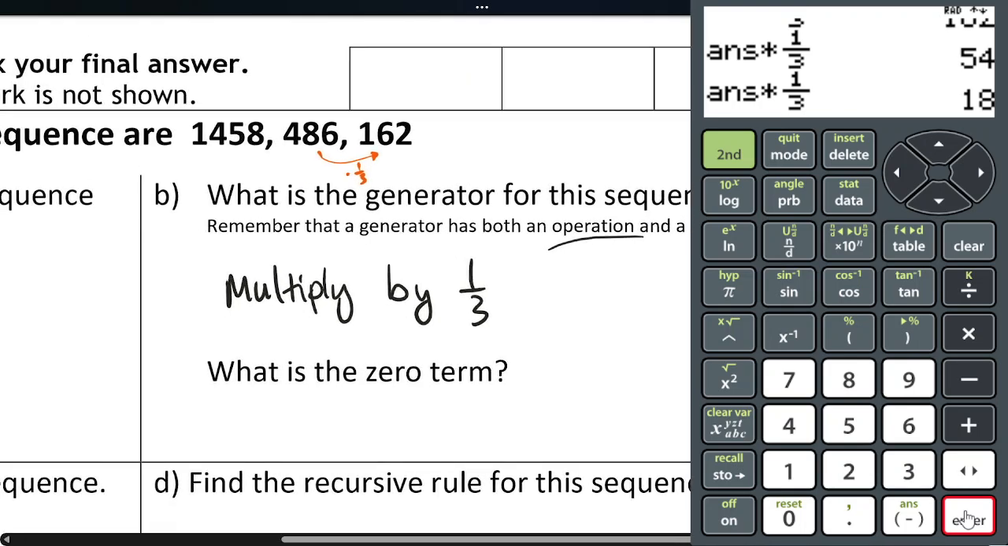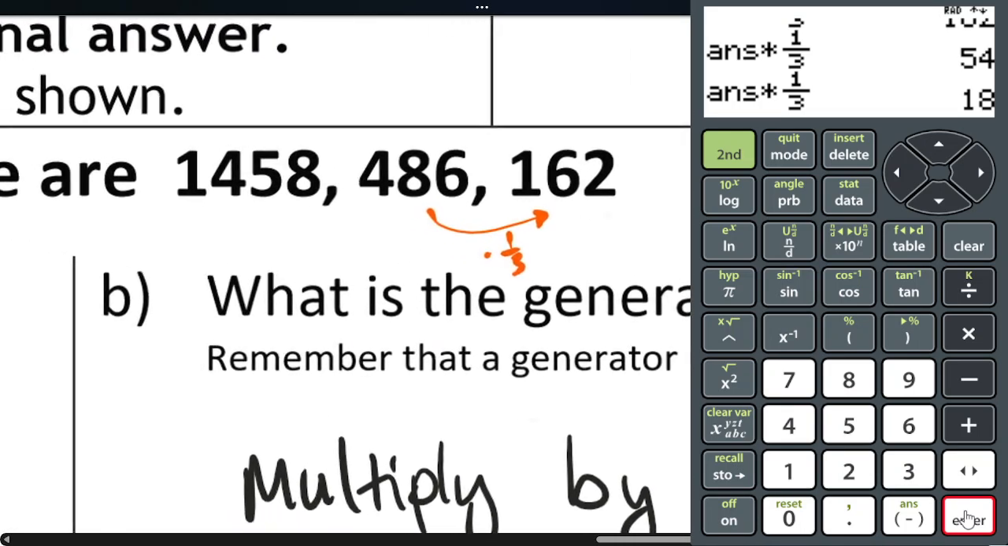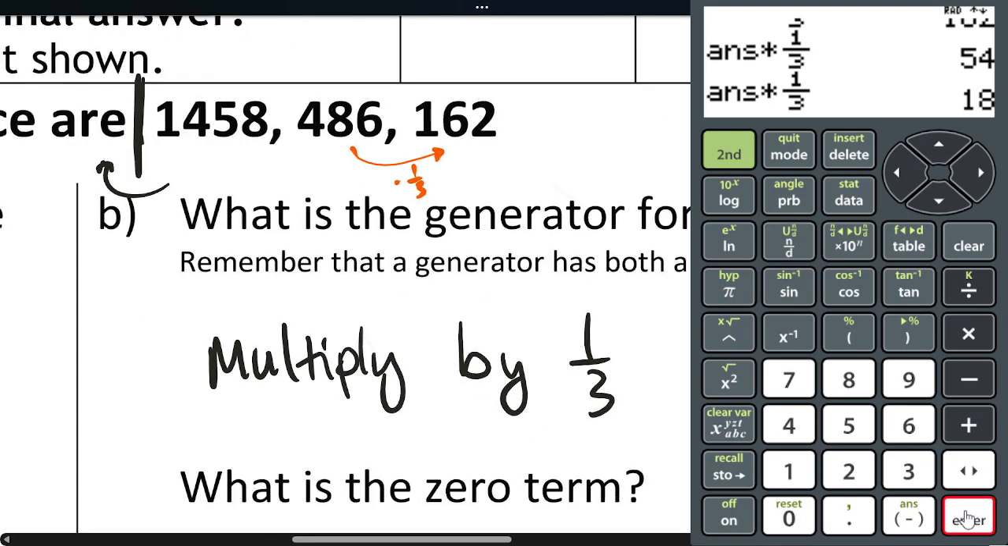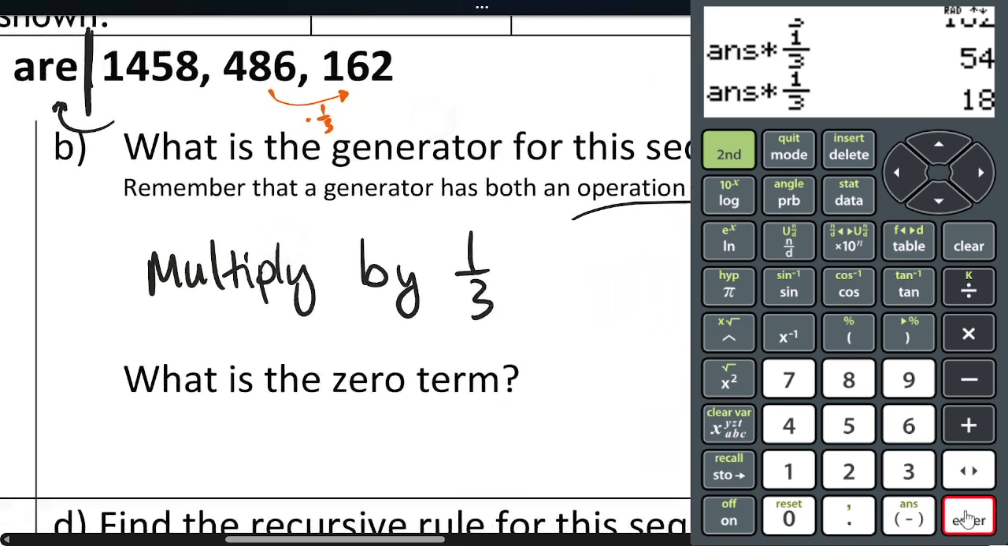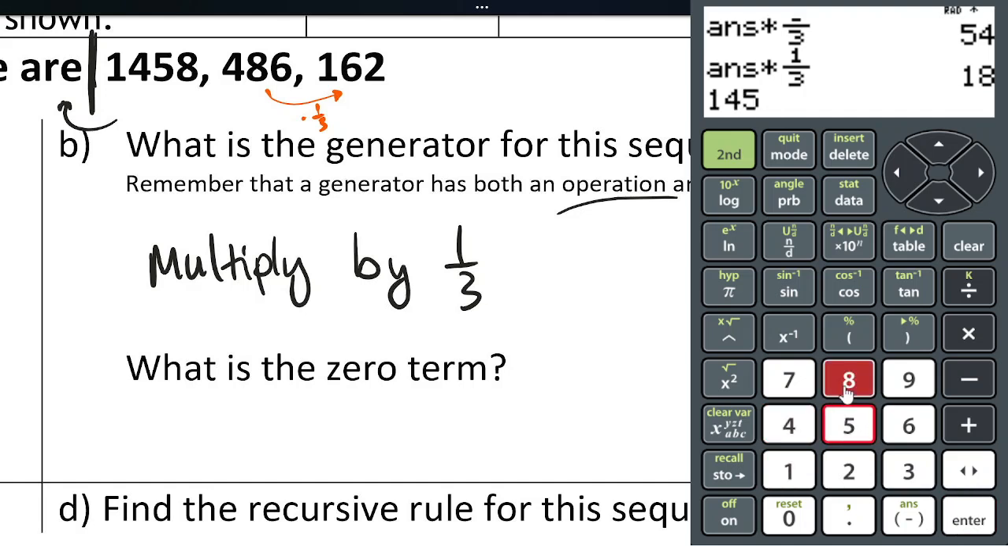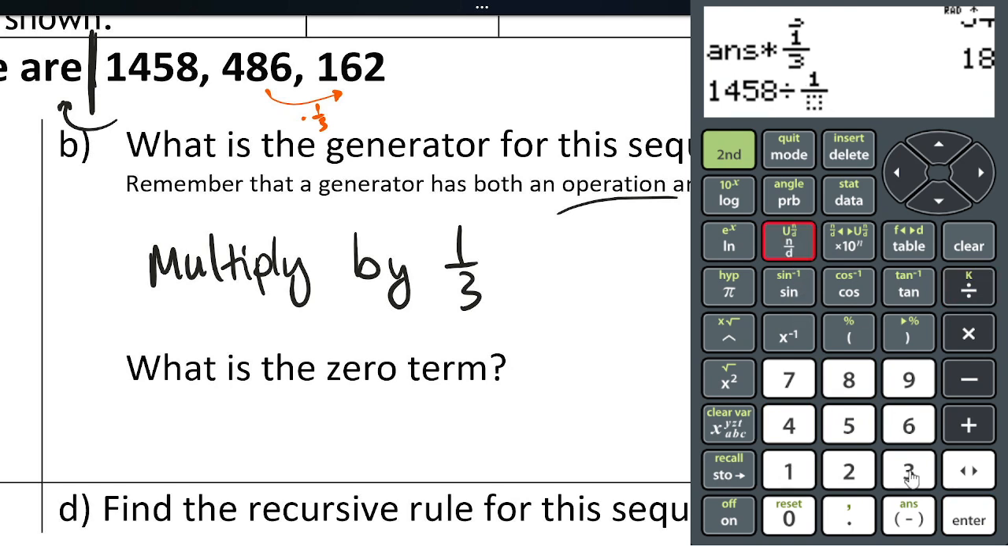The next thing it says, what is the zero term of the sequence? So you can see we were told the first term, but the question is, well, what's the term that came before that? What's the term back here? Well, in order to get the zero term of a sequence, what I'm going to do is take that first term and do the opposite. Instead of multiplying by 1/3, I can divide by 1/3, or I can multiply by 3. So let's take that first number in the sequence, which was 1458, and I'll just go ahead and divide it by 1/3. Dividing by 1/3 is the same as multiplying by 3.